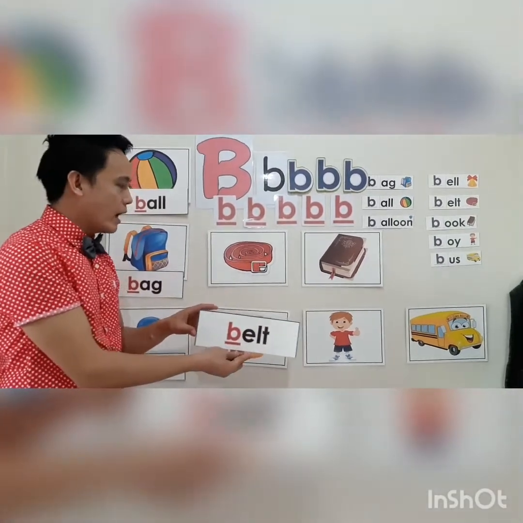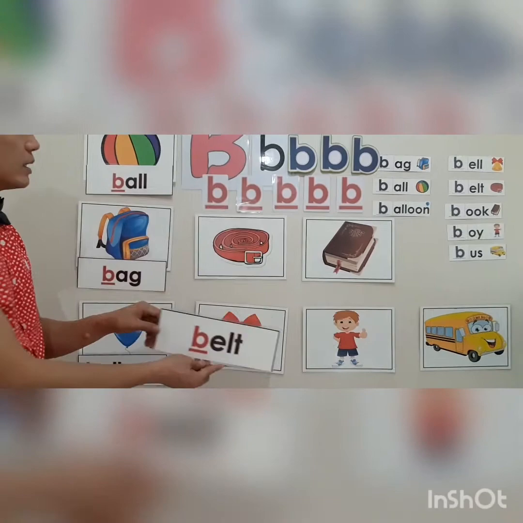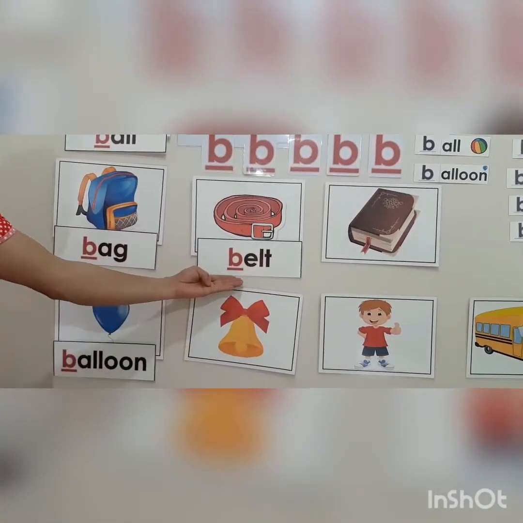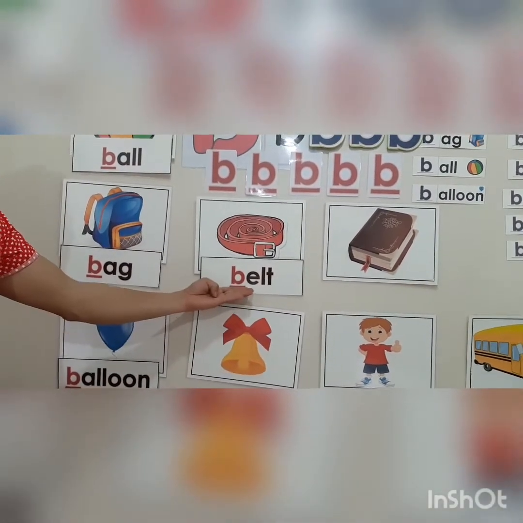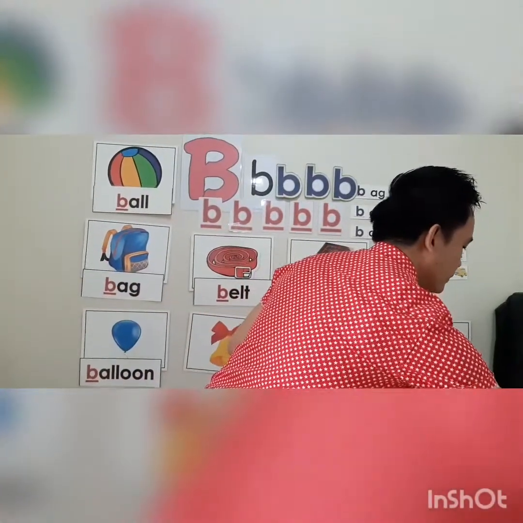B-b-belt. Where is the belt? B-b-belt. Here. This is the belt. Okay, repeat after me. B-b-belt. Okay, next picture we have.